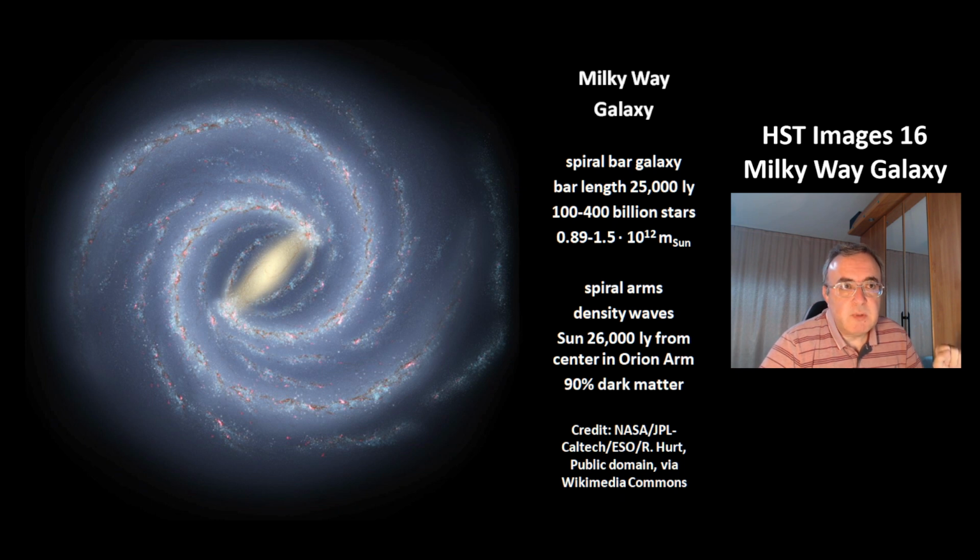The Milky Way contains 100 to 400 billion stars. And its total mass is about 0.89 to 1.5 trillion solar masses. You can see the main spiral arms, this one, and the spiral arms are density waves. The Sun is located 26,000 light years from the center in the Orion Arm. That's a minor arm, about here.